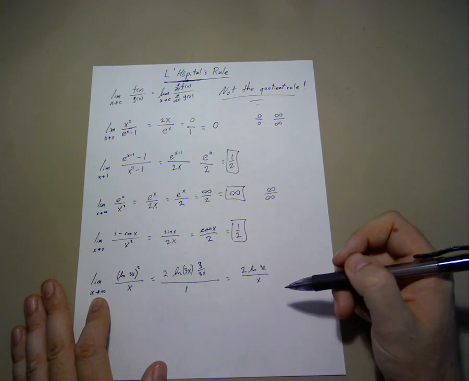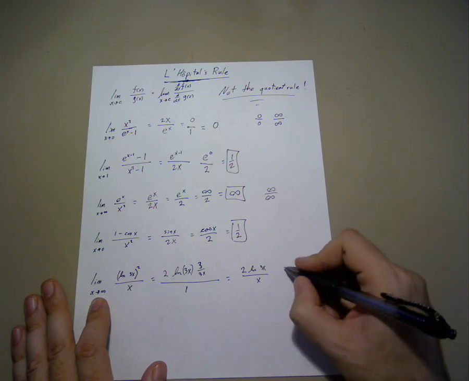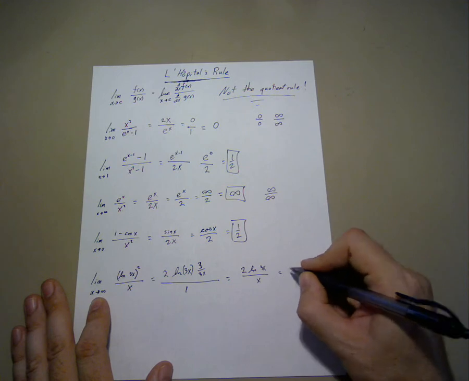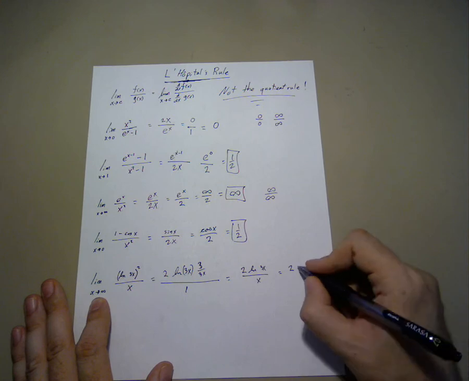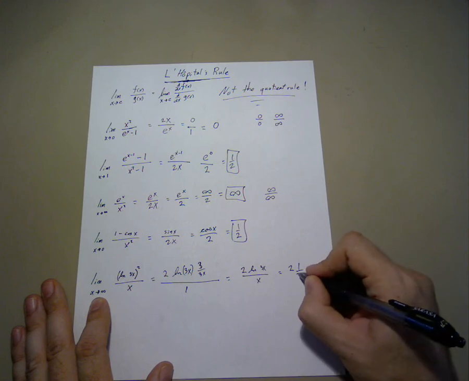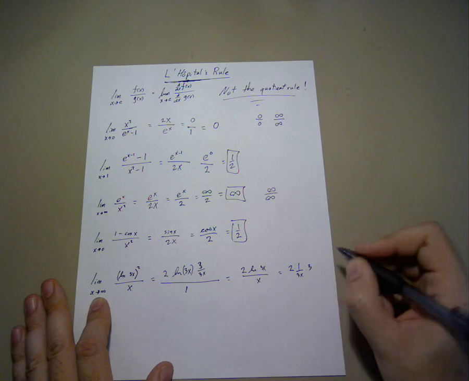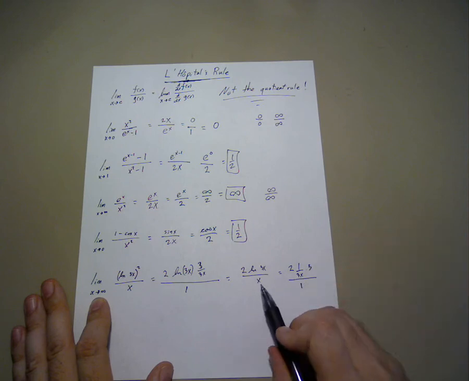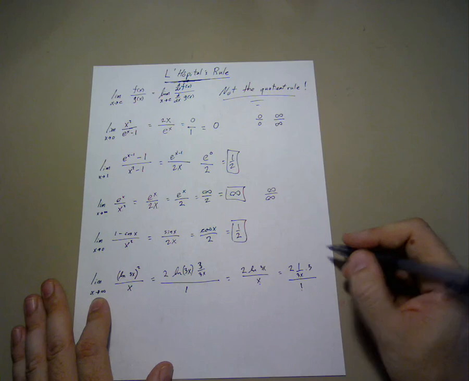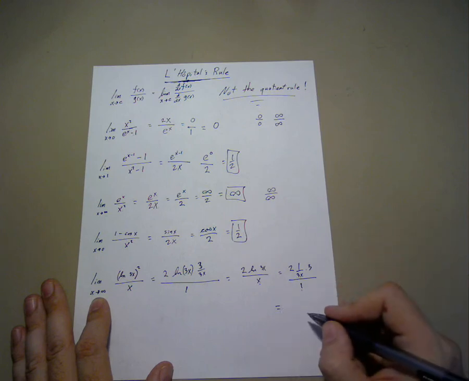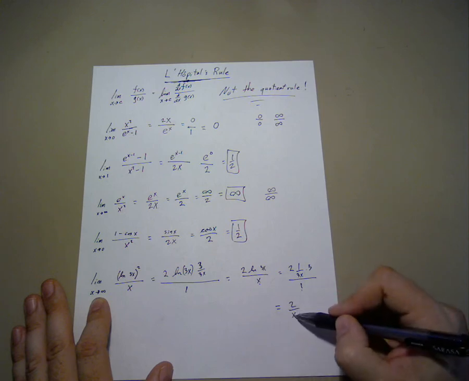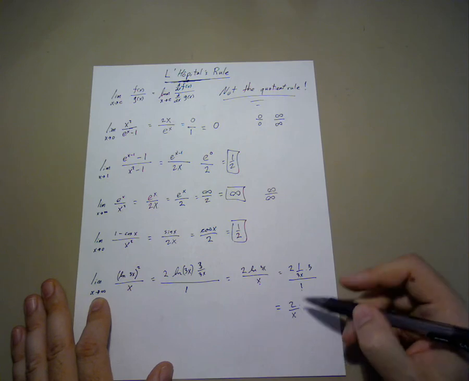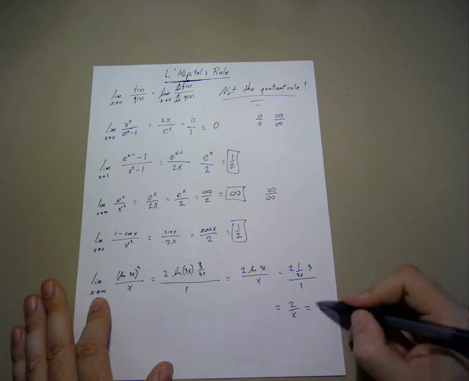If we apply the rule again, the derivative of this will be 2 times 1 over 3x times 3, over the derivative of x, which is 1, which we can simplify all down to 2 over x. As x goes toward infinity, the limit becomes 0.